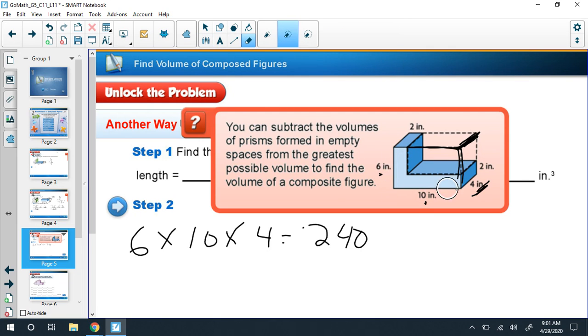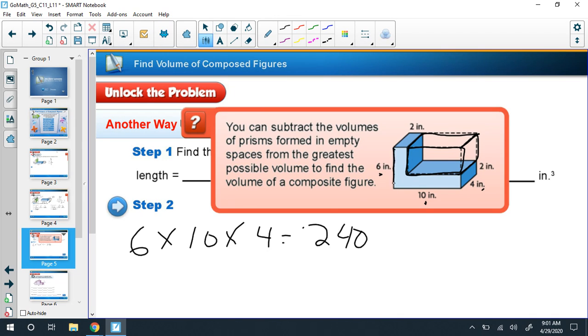But of course, as we look at this, we know that it's not actually one solid figure. It is made up of different pieces, right? So what we're going to do now is go in and find the volume of this piece that's missing. To do that, we're going to need to look at our other numbers.